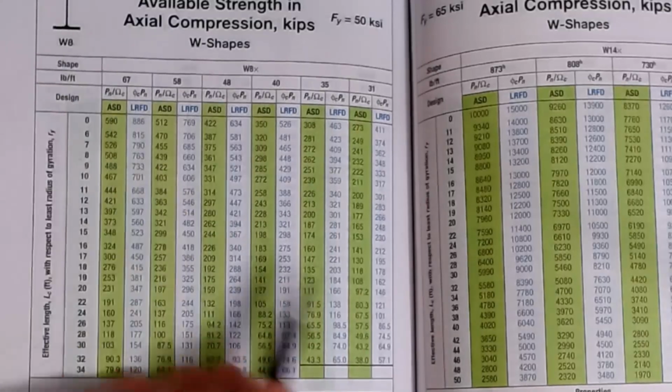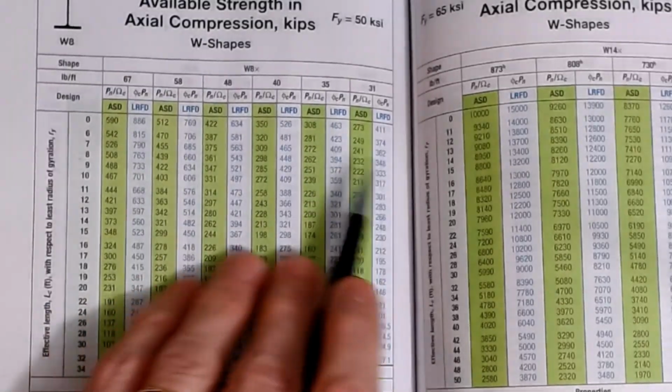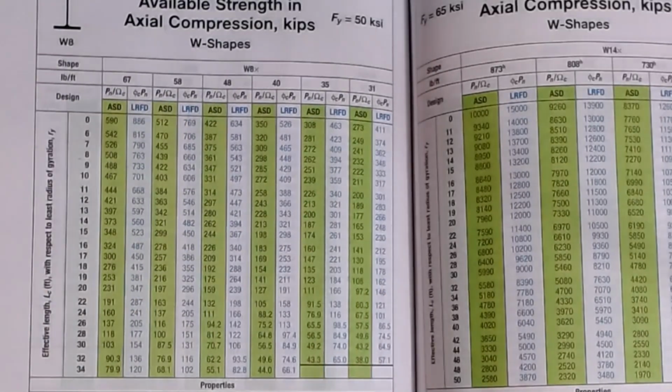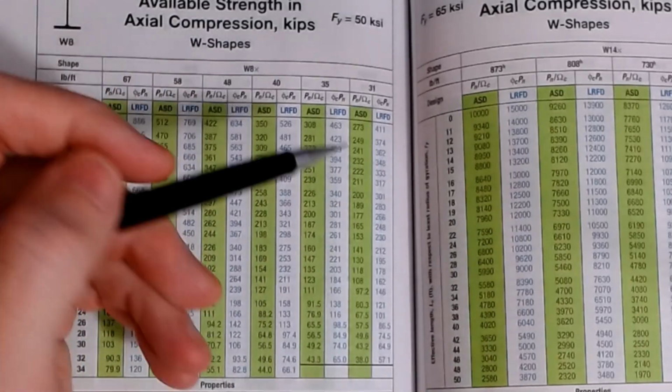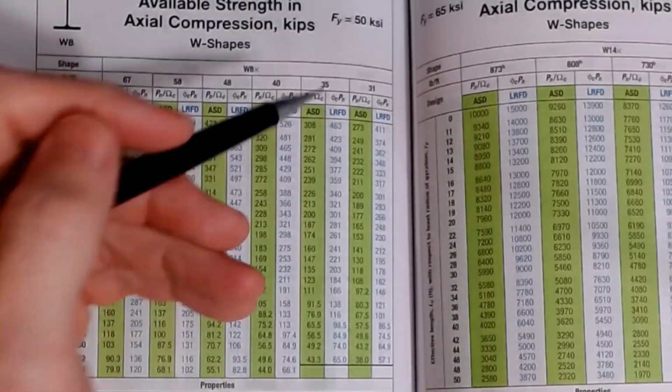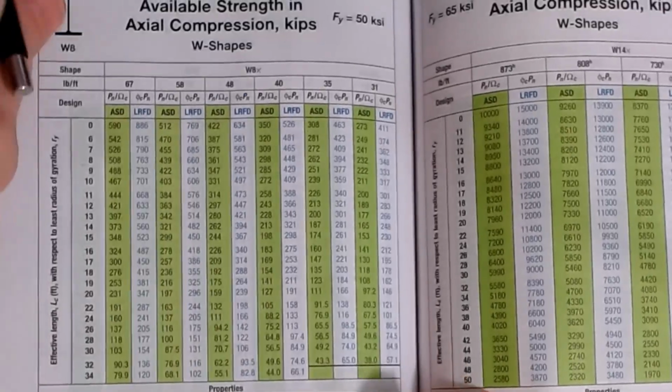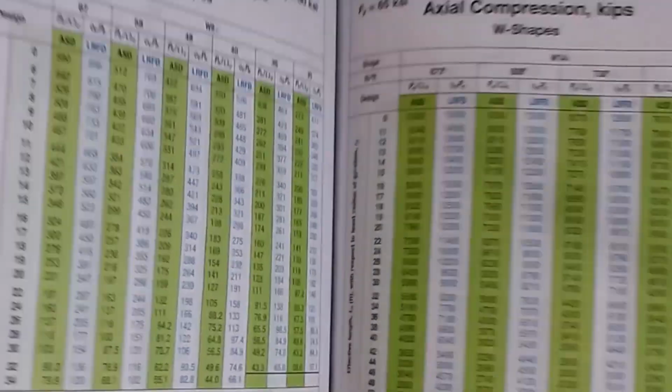But with our standard column tables, if I wanted to choose a smaller W8, I could, but I'd have to run the calculations by hand. If I want to use the tables, we would say W8x31, let's go. And this is actually a fairly common size in a lot of buildings, smaller grade commercial buildings. So that's what we're looking at trying to do.